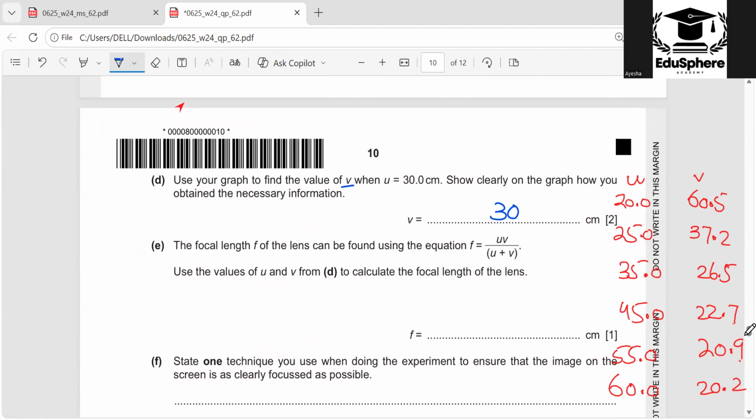Now taking the values of u and v from the previous part. So we have 30, using it in this one. So it will be 30 times 30 over 30 plus 30, the value of u and the value of v. So 30 times 30 is 900 divided by, okay, let me take the calculator. 30 multiplied by 30, I get 900 divided by 60. So it's 15. So the value is 15 centimeter.